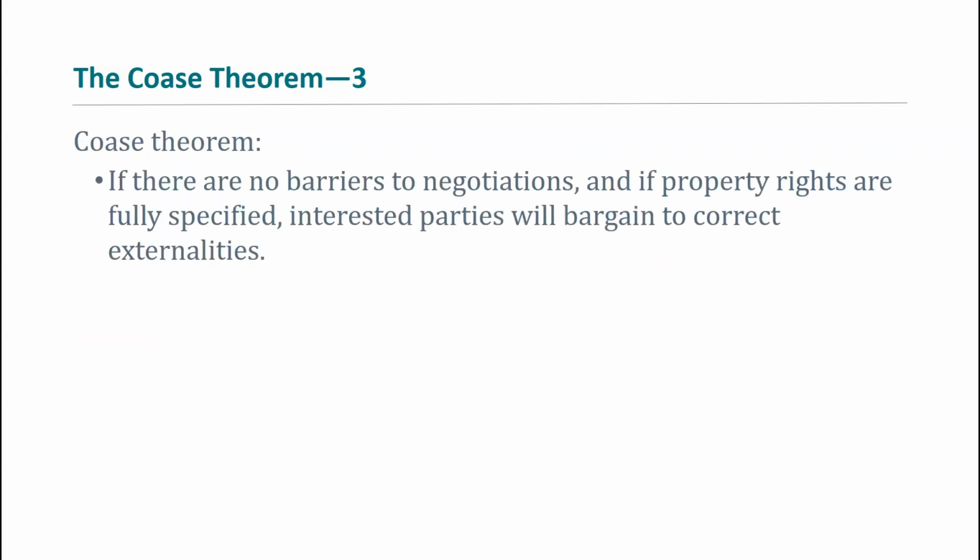So in big, fluffy econ words, the Coase Theorem says this: if there are no barriers to negotiations, and if property rights are fully specified, interested parties will bargain to correct externalities. As long as we allow them to bargain, as long as we allow them to go back and forth and decide who's going to build the fence and for whom it makes more sense to build the fence, right? If we assign property rights, externalities get fixed.